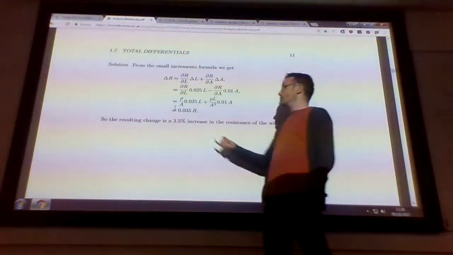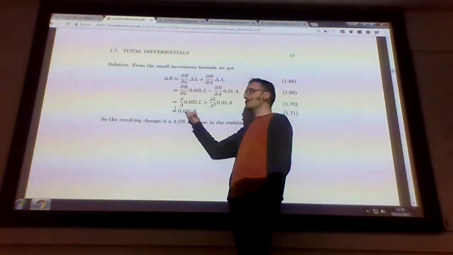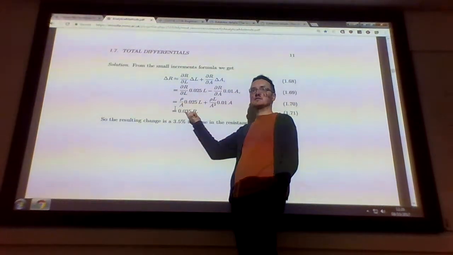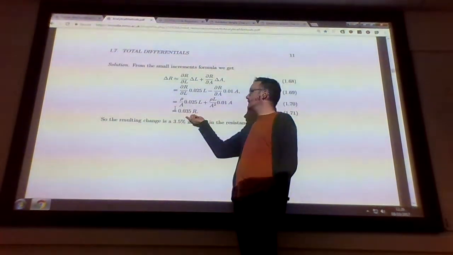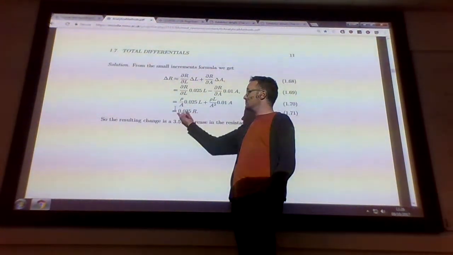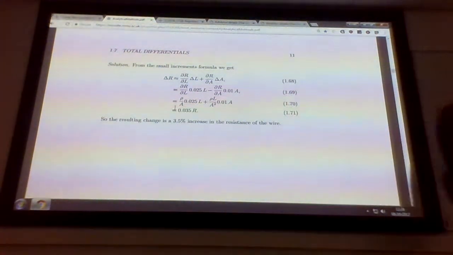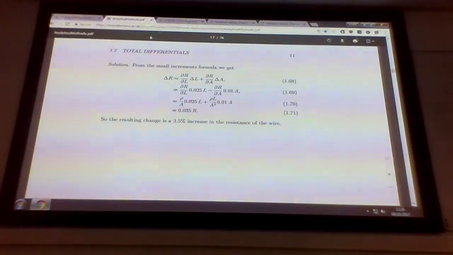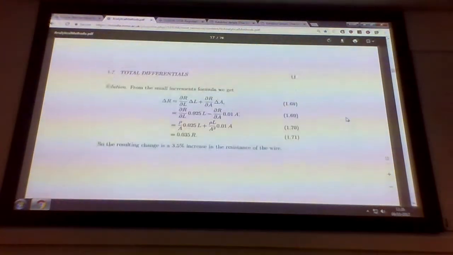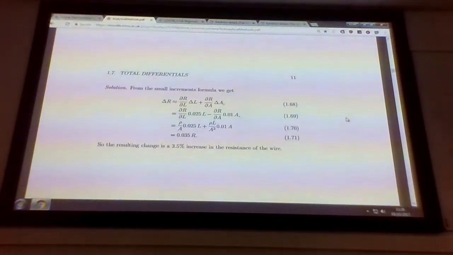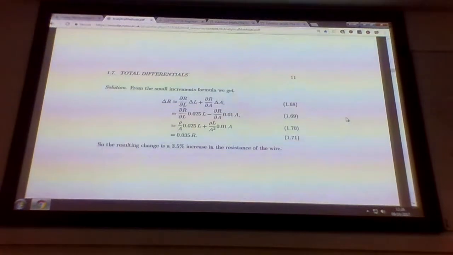3.5% because that's the proportion of its current value, its current resistance R, and an increase because it's a positive quantity. There's no negative sign attached. So again, this is another slightly different way to apply, interpret and make use of the small increments formula.